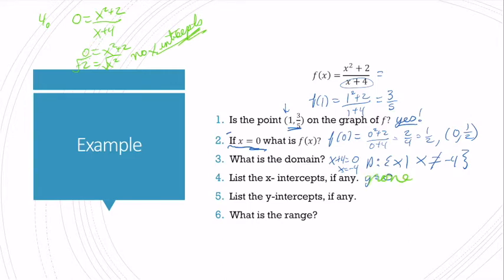The y-intercepts are when x equals 0. And luckily for us, we already solved that. We found that our y-intercept when x is 0, y is 1/2.